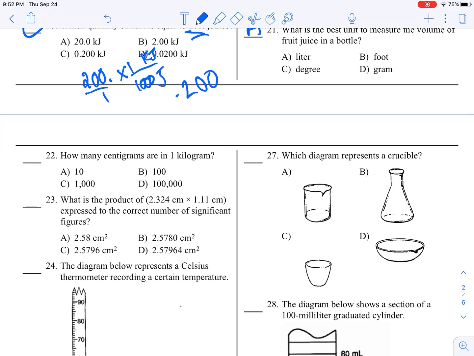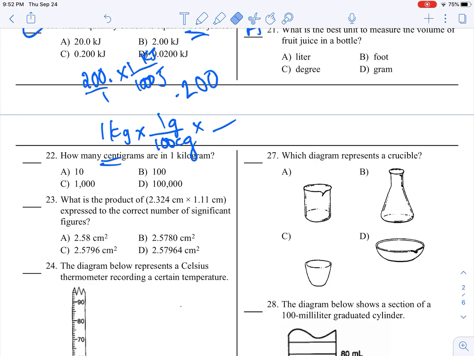How many centigrams are in 1 kilogram? Centi, look on the front of the reference table, table C. Centi means 100 times smaller, so centigrams. Let's just do it out. 1 centigram. We got to go to the base unit, so there are 100 centigrams in 1 gram. And then, let's see. Oh, oops, kilogram.